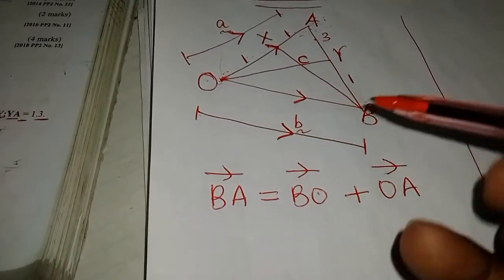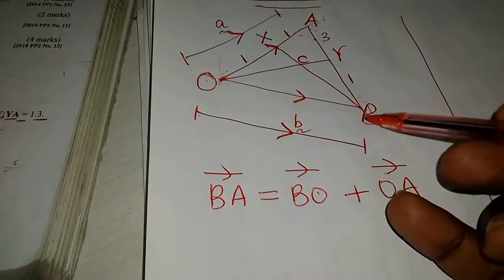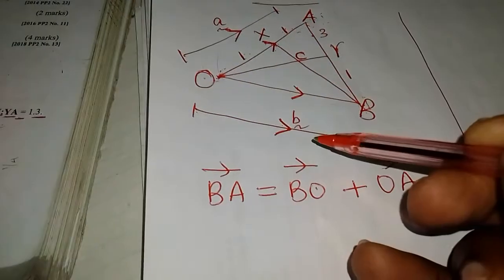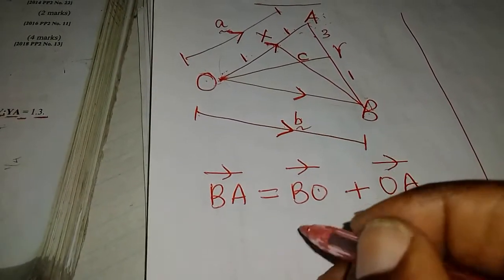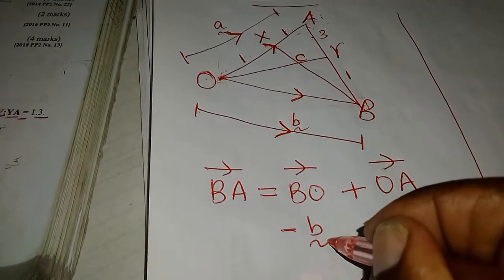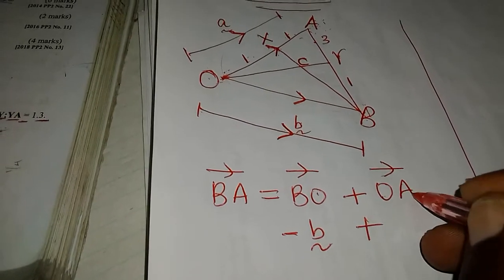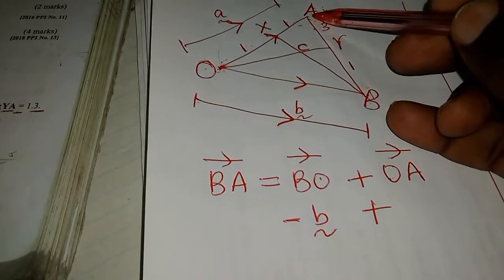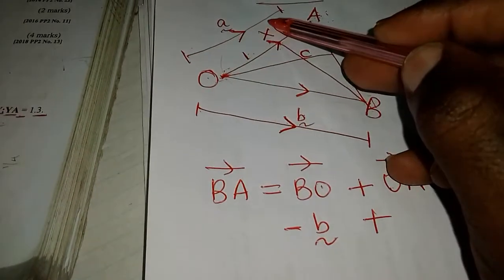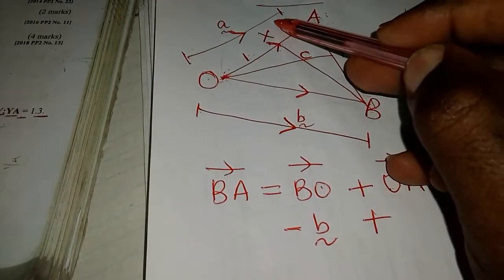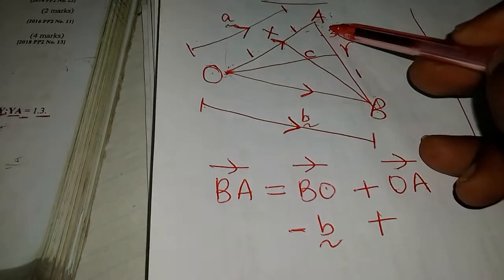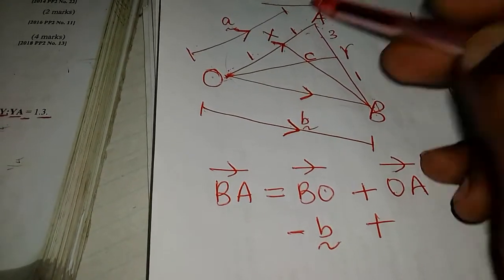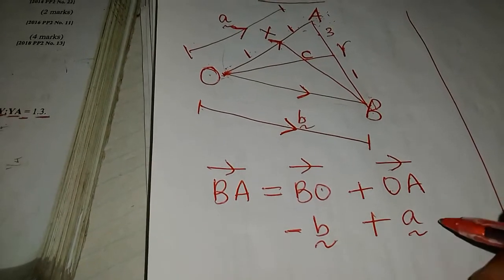What is BO? If you go against the arrow, because this is BO, and I'm going against the arrow, I introduce a negative. But the whole vector is B. So I will say negative vector B, then plus OA. I'm moving from O to A. I'm using the whole vector A, which is OA, and I'm going in the same direction as the vector. So I have just to say vector A.